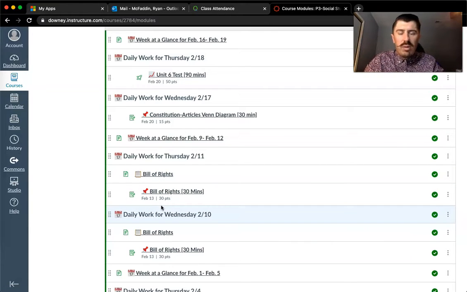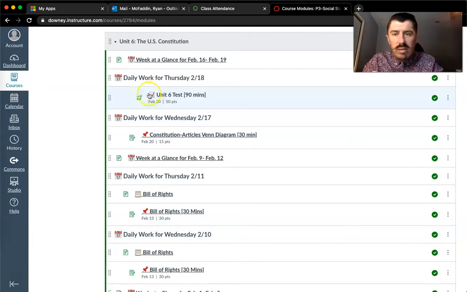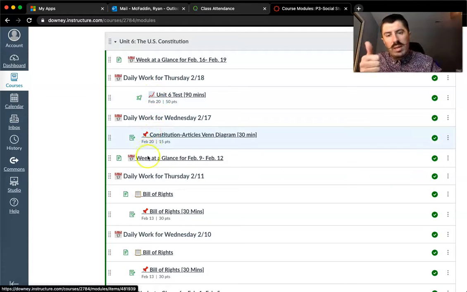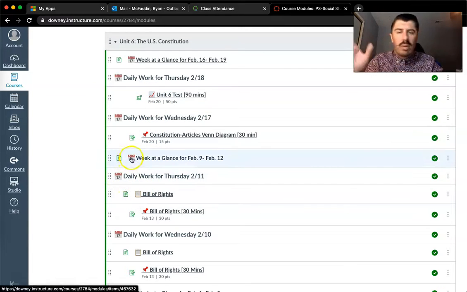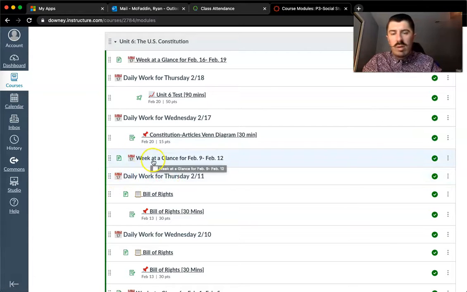So I've been talking about all the little icons I have on the modules tab. If you look right here, this little graph chart just means there's a test. All right, so the graph means test, pushpin means assignment, clipboard means notes, and the calendar is just for, obviously, a date. This is our week at a glance.